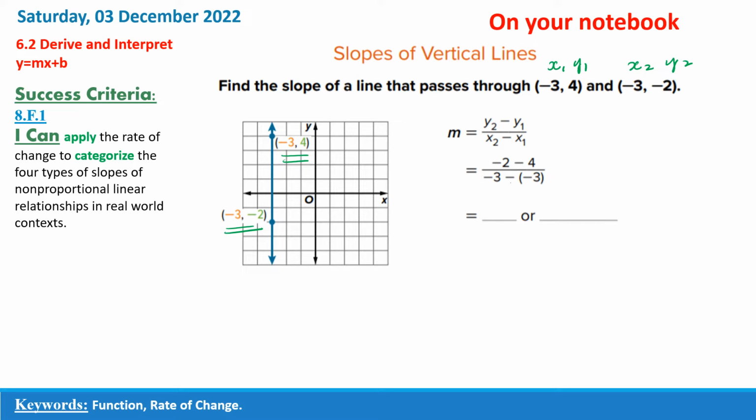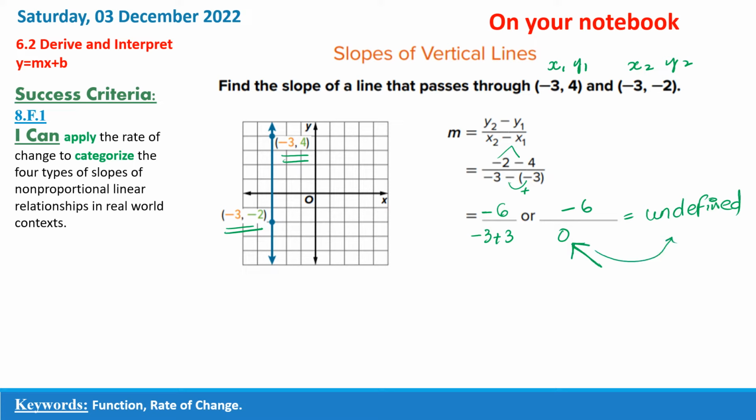Now if both have the negative sign, then we add them. So negative 2 and negative 4 give us negative 6. Now this is minus minus plus, so minus 3 plus 3 gives us 0. And if 0 is in the denominator, it makes the function undefined. So whenever you get a 0 in the denominator, the slope is undefined.